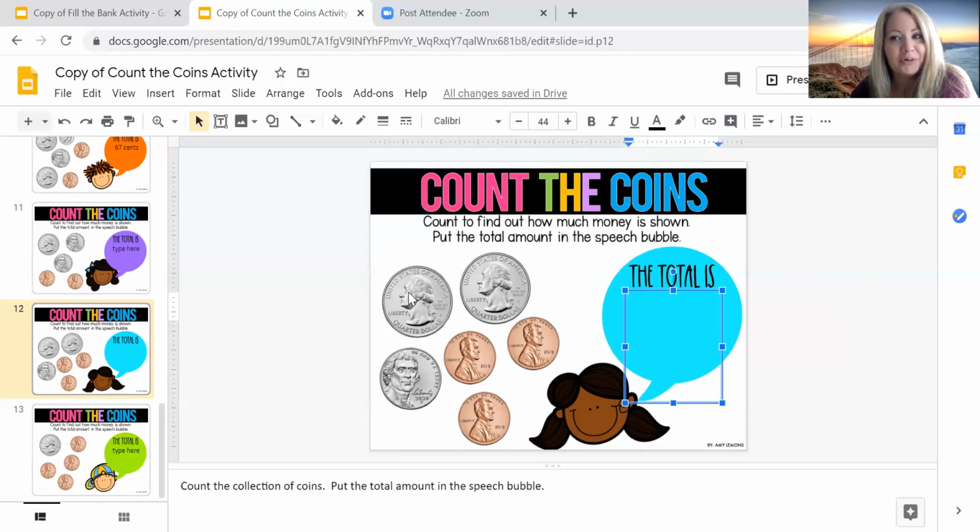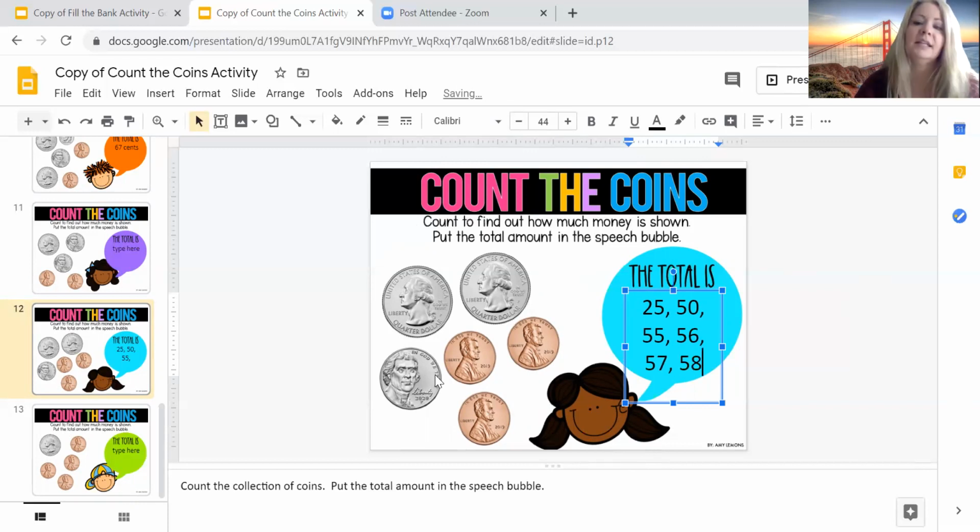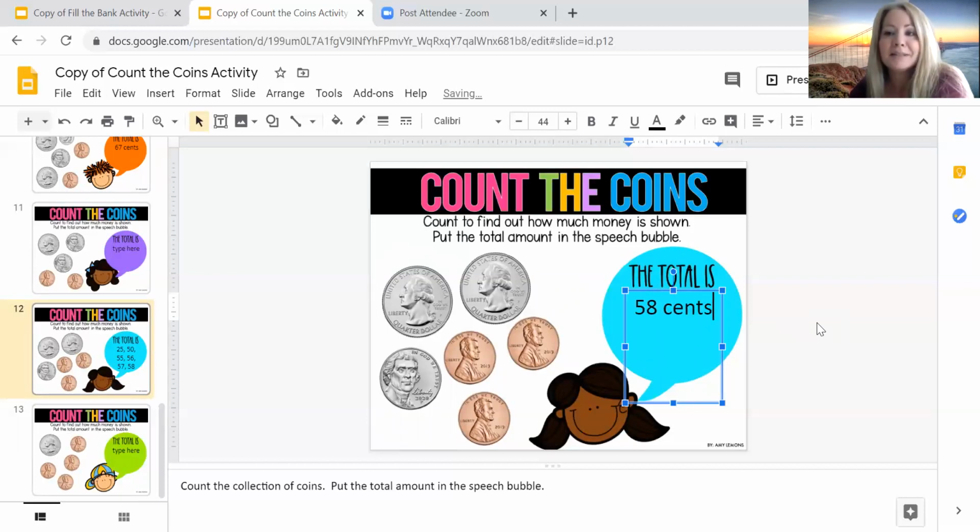Yep, looking for the quarters. I love it. You know that there are 2 quarters. When we count quarters twice, we count by 25. So it's 25, 50. And then we have a nickel that's worth 5. So 5 more than 50, it's 55. And then we have 3 pennies, 56, 57, 58. So our total is 58 cents.